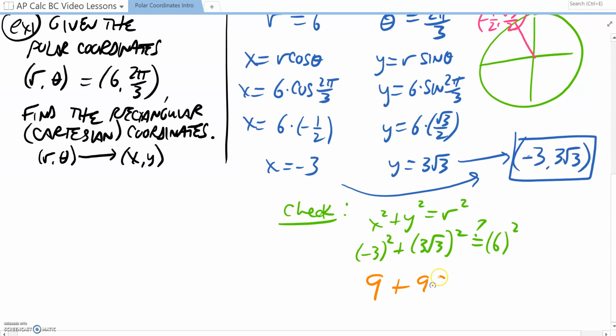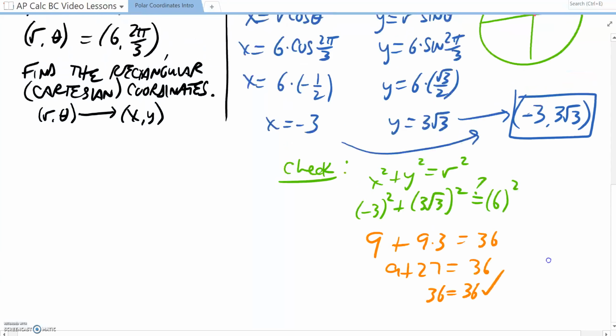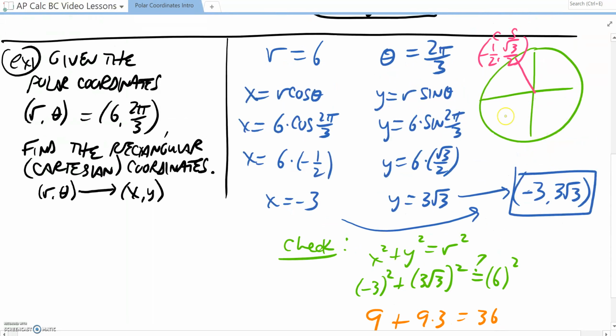Square this, you get a 9 times a 3. Square this, you get 36. And of course, 9 plus 27 is really 36. Okay, that doesn't mean everything's perfect. You could have made a couple of mistakes and then it just worked out. For example, the negative sign. If you didn't have a negative sign there, the Pythagorean theorem will still work out. But that just means you put it in the wrong quadrant, possibly.